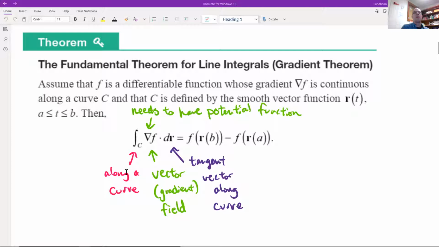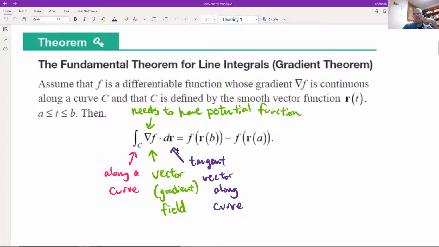Then, along this curve, you can add up a bunch of dot products again. So this is over a vector field. We've got our vector field in green, and that's a gradient field because it needs to be the gradient of some potential function in order for this to work out.